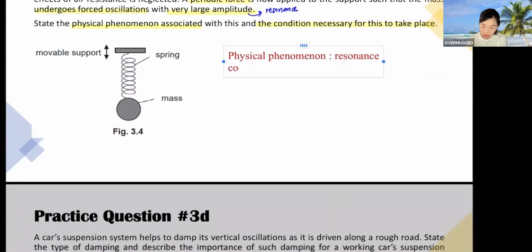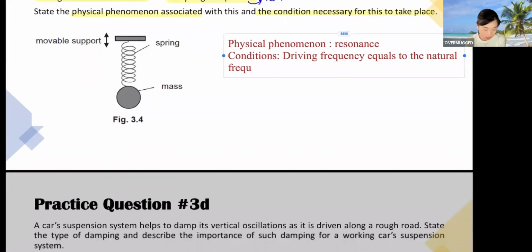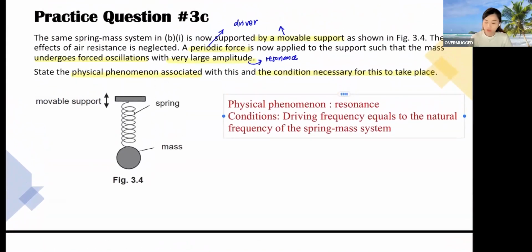Okay. And the condition for this to take place would be that the driving frequency equals the natural frequency of the spring mass system. Okay, so it's not that hard, just have to pick up keywords from your question.